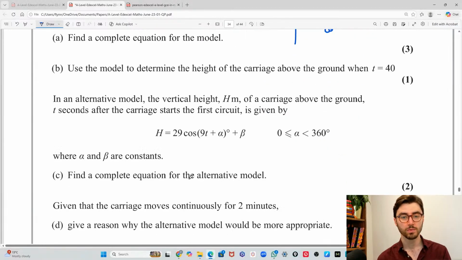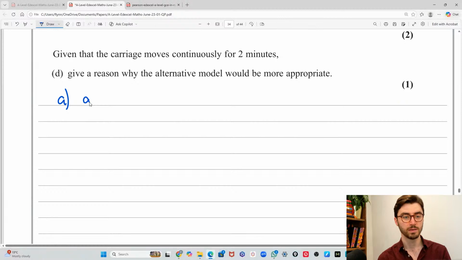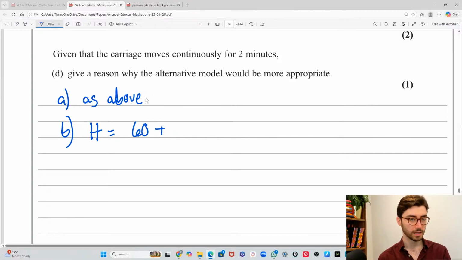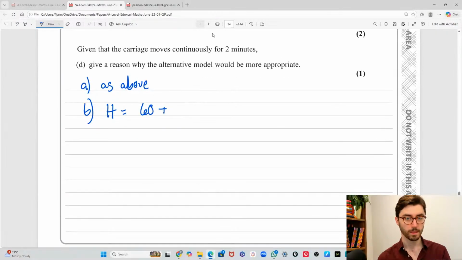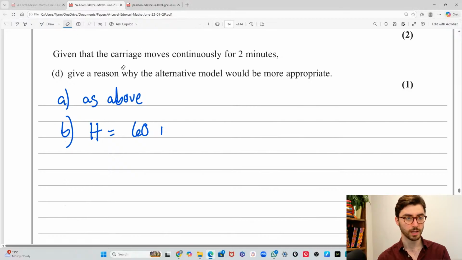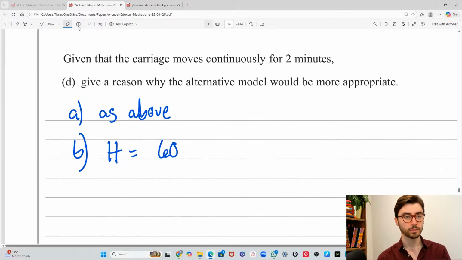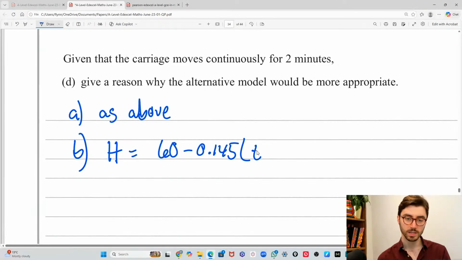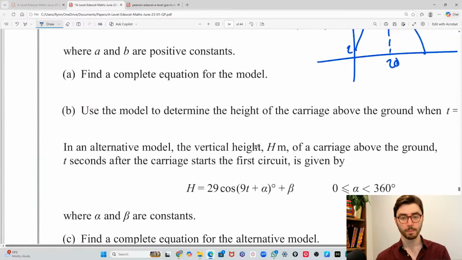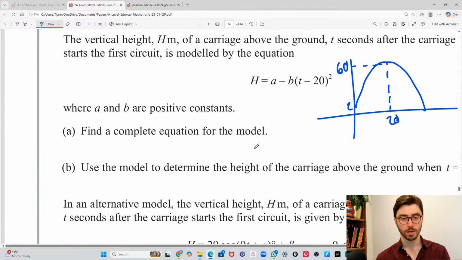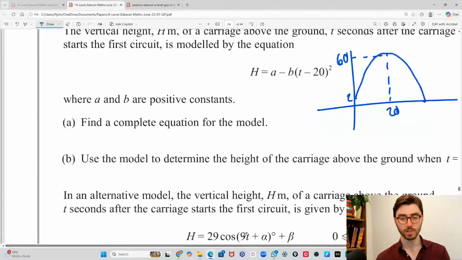Now, I am going to write this down here. So a as above, just so I know that it is there. So here h is equal to 60 minus 0.145 into t minus 20 all squared. Great. So determine the height of the carriage above the ground when t equals 40.